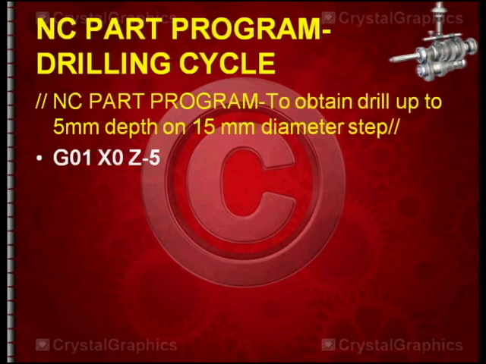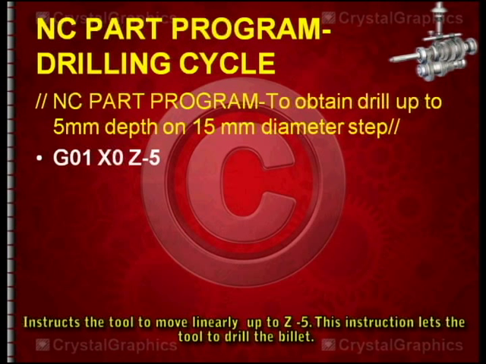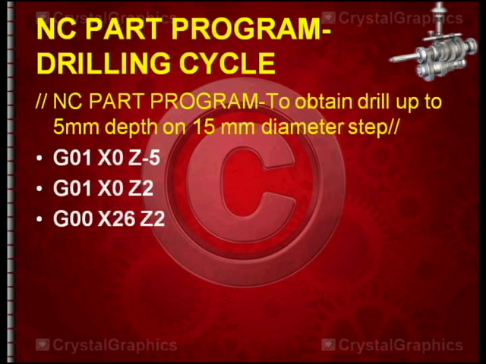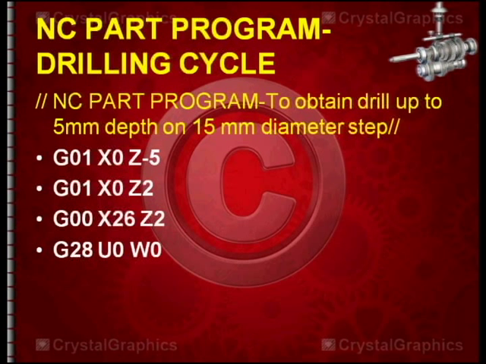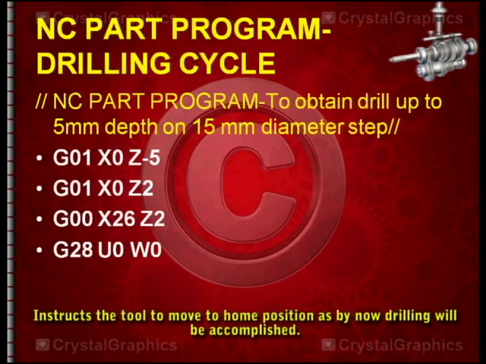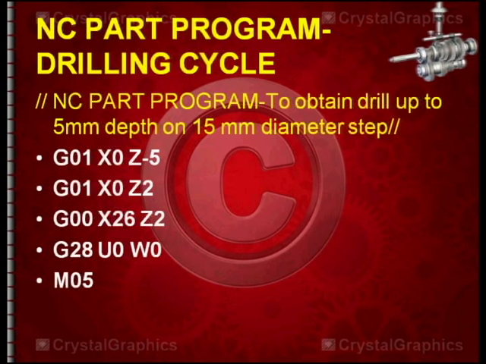G01 X0 Z-5 instructs the tool to move linearly up to Z-5. This instruction lets the tool drill the billet. G01 X0 Z2 and G00 X26 Z2, these two blocks instruct the tool to move to X0 Z2 first and then to X26 Z2 after completion of the drilling process. G28 U0 W0 instructs the tool to move to home position as by now drilling will be accomplished. M05 instructs the machine to stop the spindle.